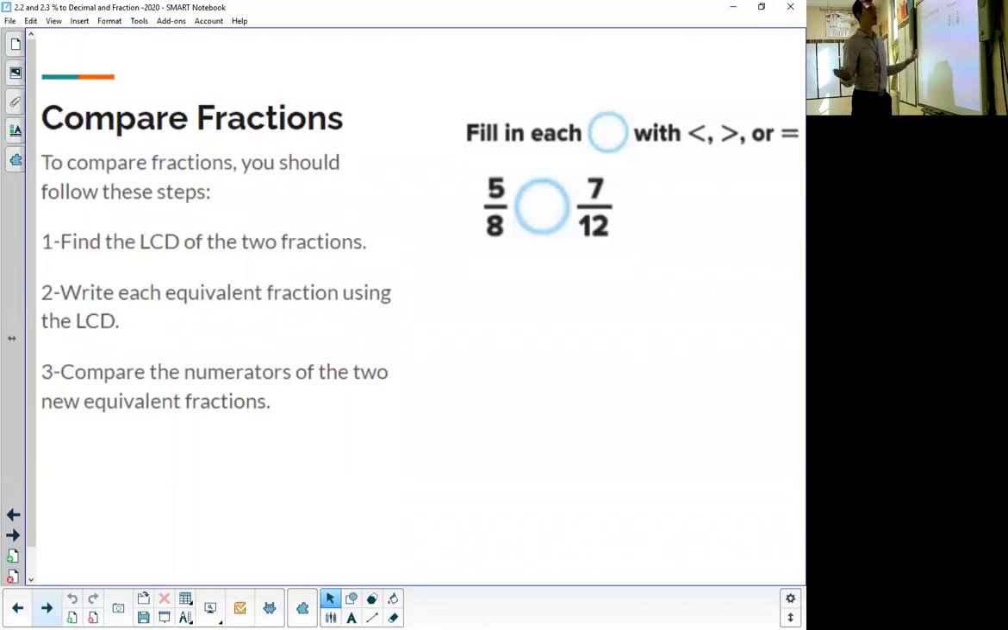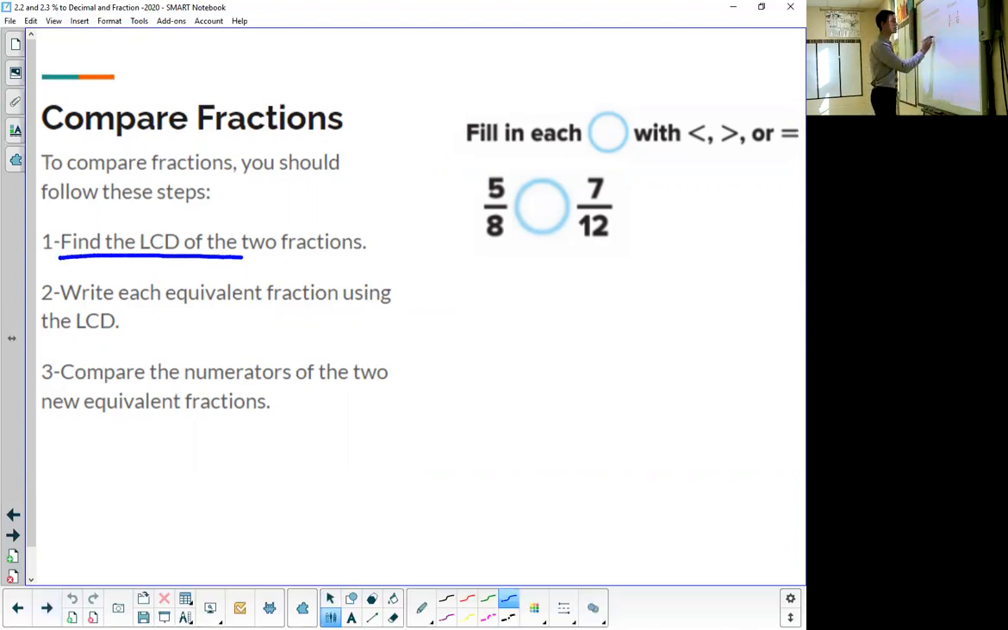Right away, we can think, oh, well, Mr. Henry, we can just solve it, right? Well, how would we do that? If we simplify, we can't simplify 5/8. We can't simplify 7/12. So we might need to follow these steps. And the first step is to find the LCD of the two fractions, the least common denominator. And there's a few ways we can go about this.